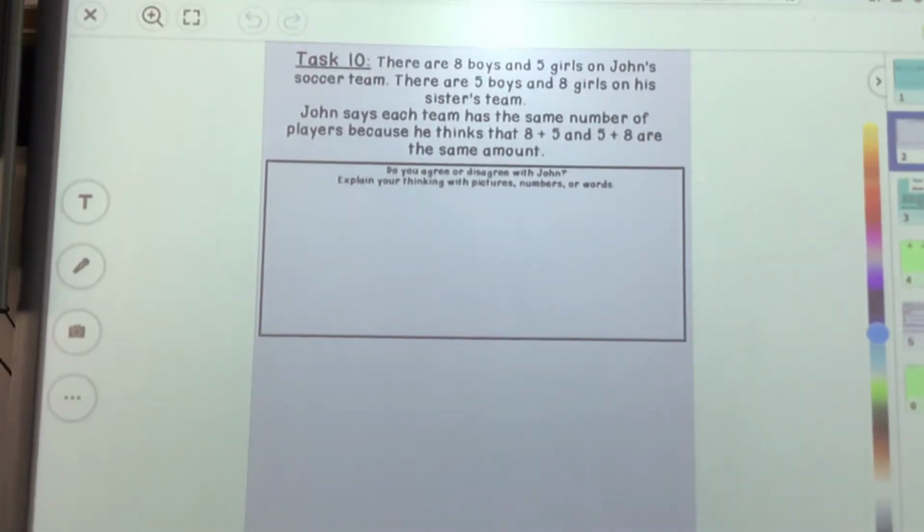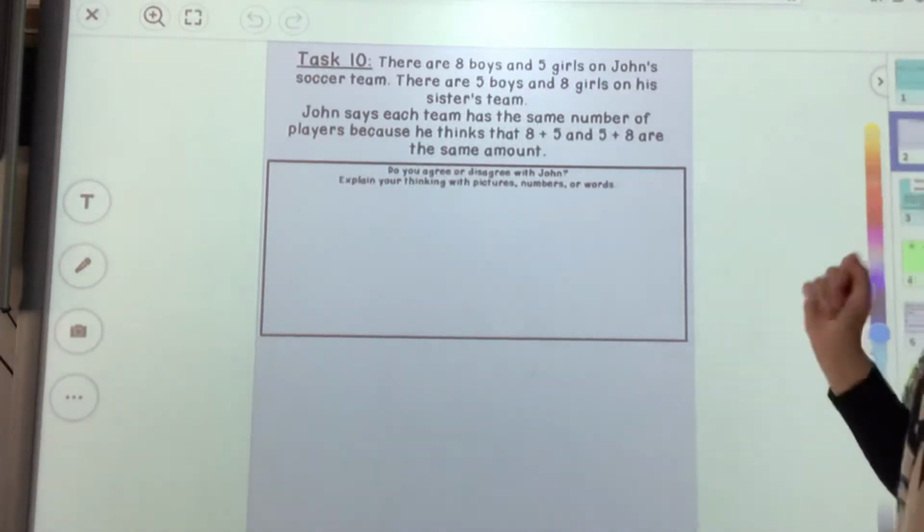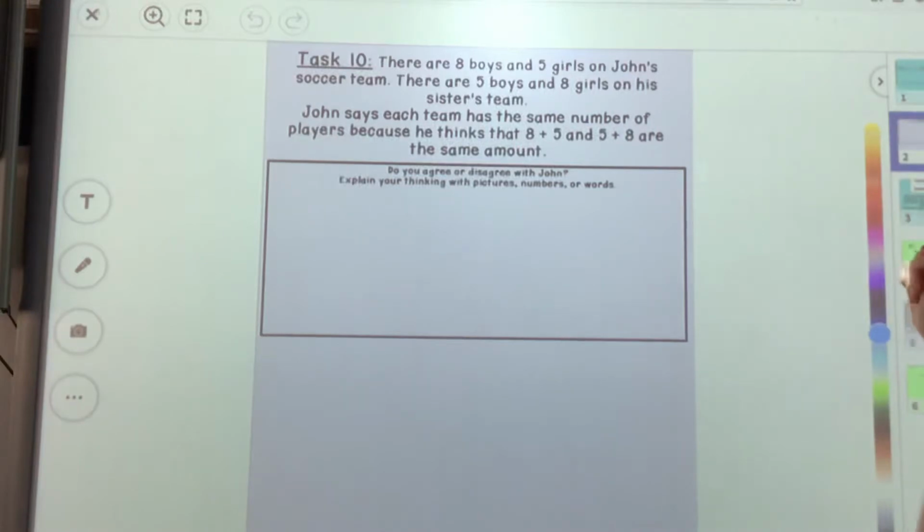There are 8 boys and 5 girls on John's soccer team. There are 5 boys and 8 girls on his sister's soccer team. John says each team has the same number because he thinks 8 plus 5 and 5 plus 8 are the same thing. So, 8 and 5.